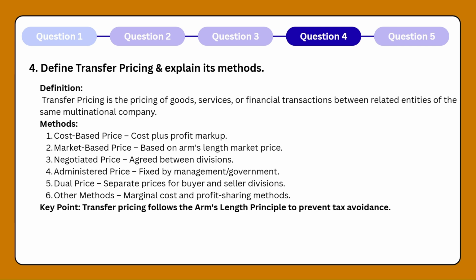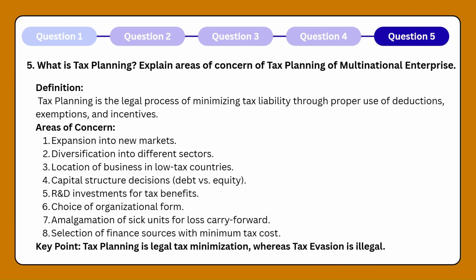Arm's length principle is the core concept behind transfer pricing. Always mention it. Examiners specifically check if students understand why transfer pricing rules exist: to prevent tax avoidance. Now Q5. Tax planning areas are straightforward scoring points.